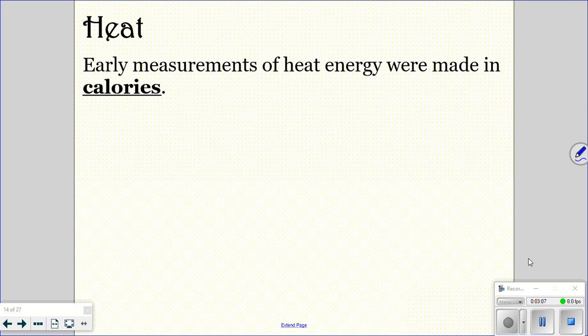Early measurements of heat energy were made in calories. I'm sure you have all heard of calories. The candy bar that you ate had 200 calories or whatever. The cereal that you consumed this morning had 130 calories, plus the milk that had 140 calories or whatever. You've heard of that term before.